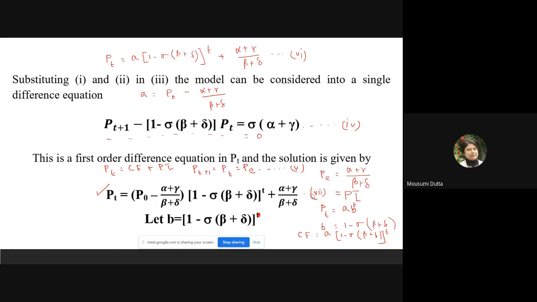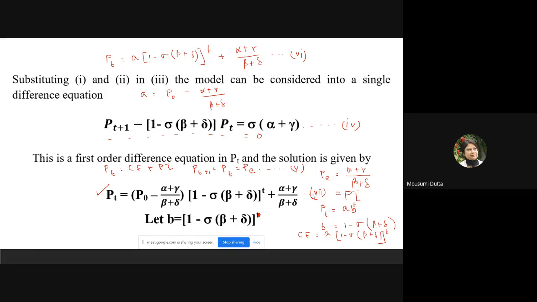So once we get the time path of price, the next task will be to check whether the time path is convergent, divergent, what are the conditions of convergence, when the time path will be divergent, when the time path will be monotonic, when the time path will be oscillatory. So all these considerations will come. What will be the exact nature of the time path of price? Now we have to go for that part.